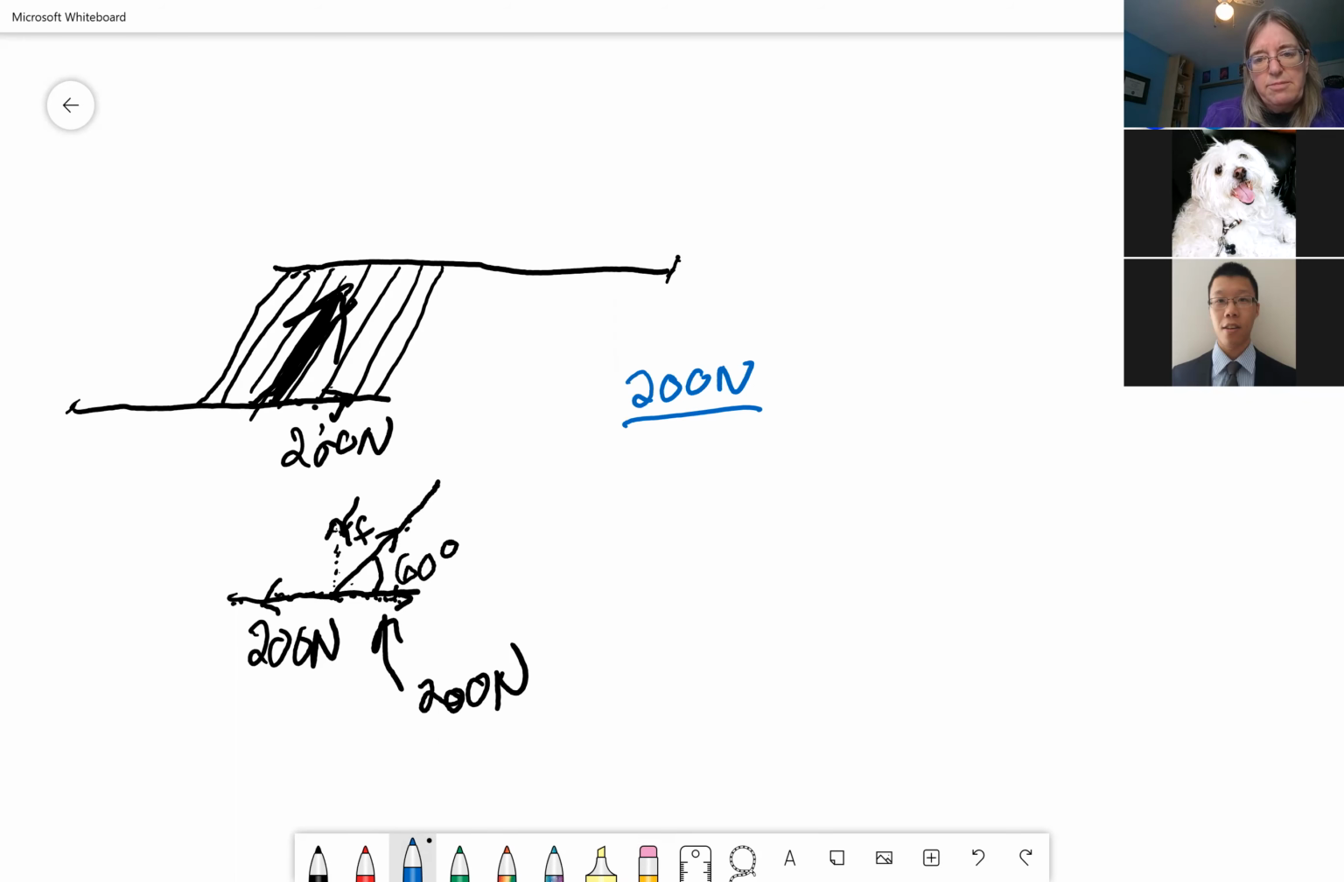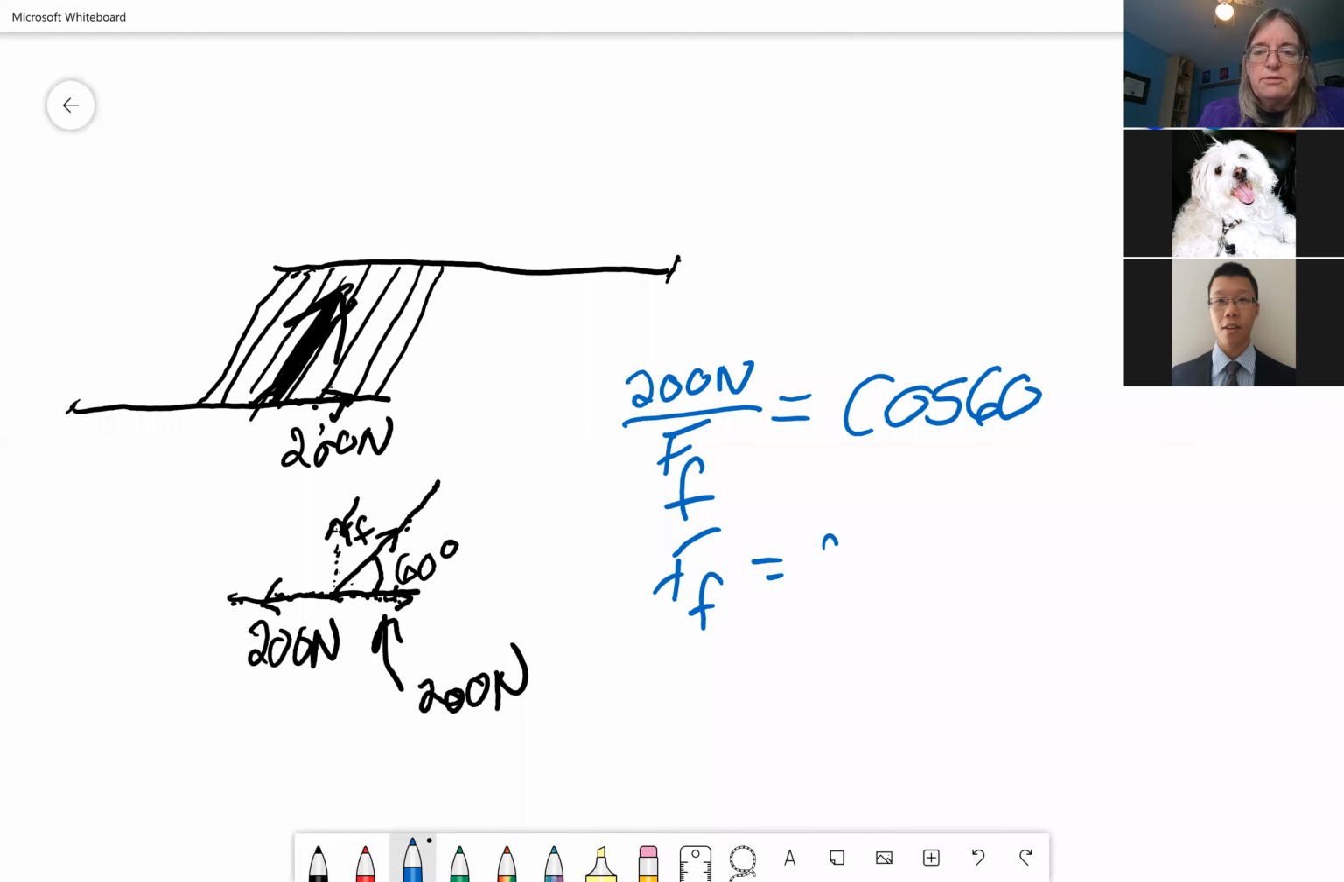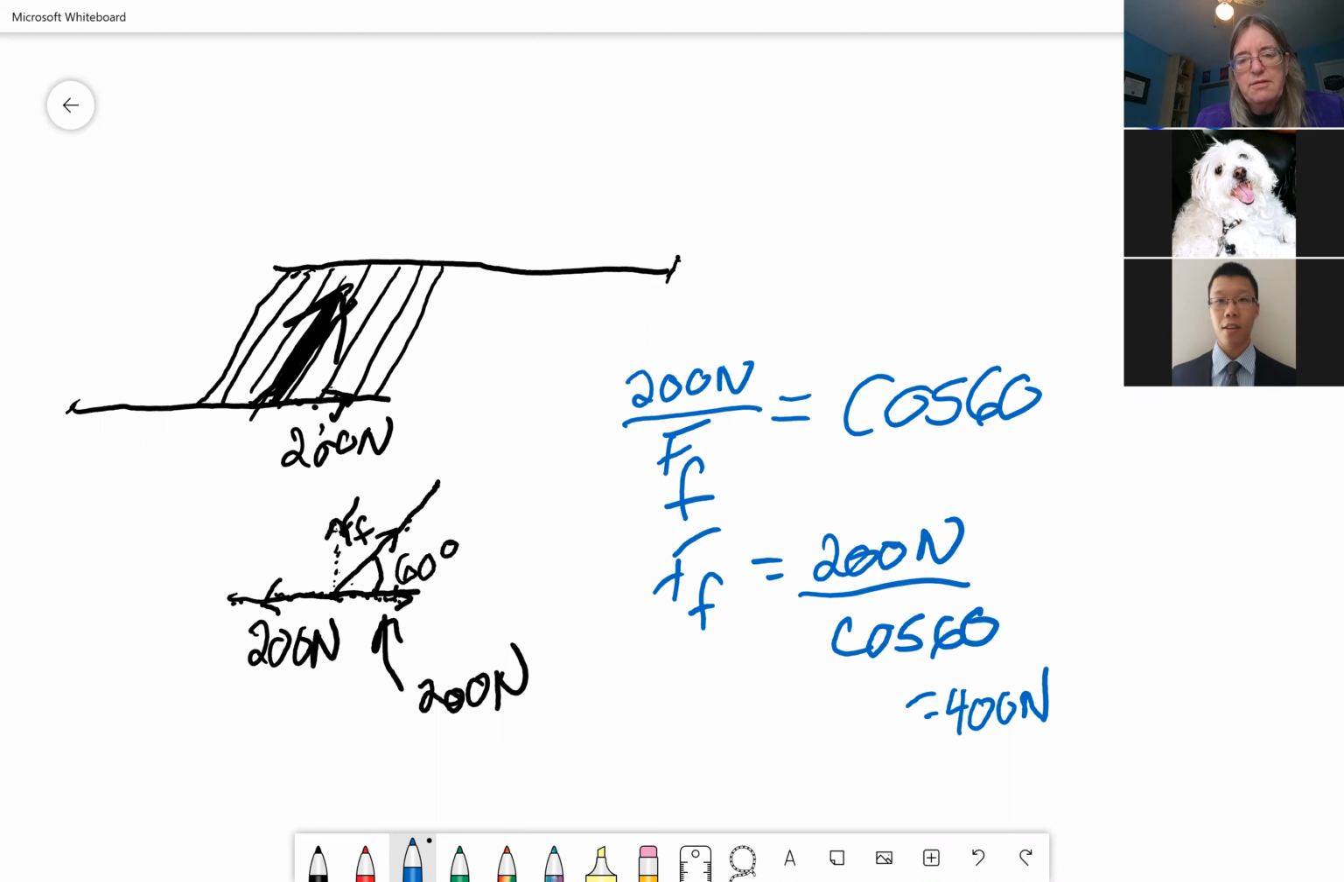200 newtons divided by the force of the fiber is going to equal cos 60. Force of the fiber is going to equal 200 newtons divided by cos 60. If somebody can plug that through, hopefully that is 400. Yeah, that's 400. That's going to equal 400 newtons. Fair enough. Any questions on that one?